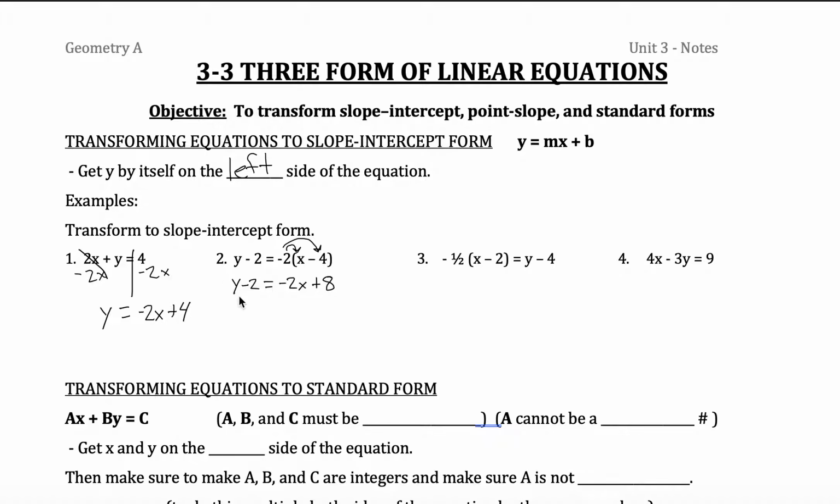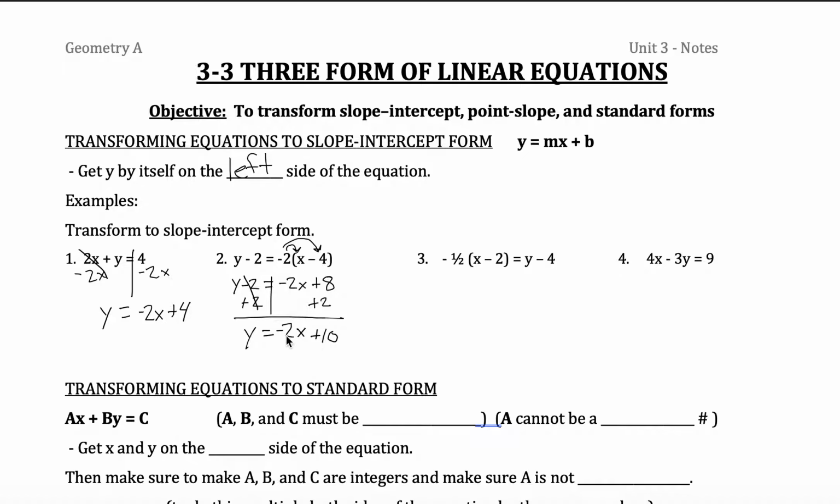Then we want to get y completely by itself. So we were subtracting 2. We want to add 2 to both sides. So that cancels those out. We're now left with just y on the left-hand side, which is great. That's what we want. Our 2 is a constant, so we're going to combine that with our constant of 8. So we now have plus 10. And we're going to keep the negative 2x. So now our slope-intercept form of that equation is y equals negative 2x plus 10.